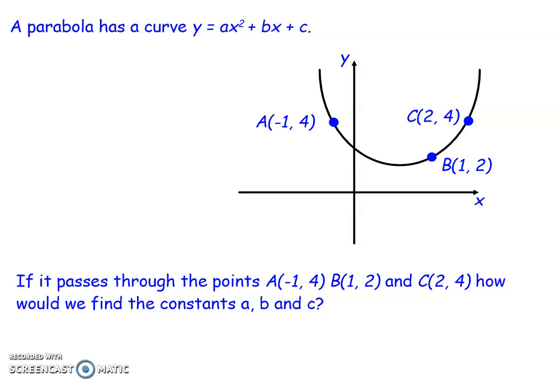Now remember, we are looking for 3 unknowns. If we've got 3 unknowns, we need 3 equations. So let's take each of the points. Let's start with the point at 1, 2. If I substitute that into the parabola, y equals ax squared plus bx plus c, what I'll end up getting is a plus b plus c equals 2. If I then take the second point, located at 2, 4, and substitute that in, I get 4a plus 2b plus c equals 4.